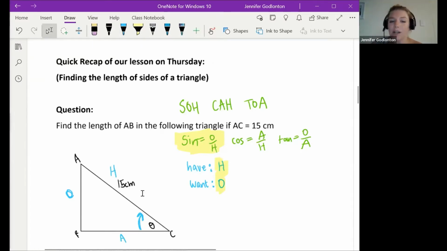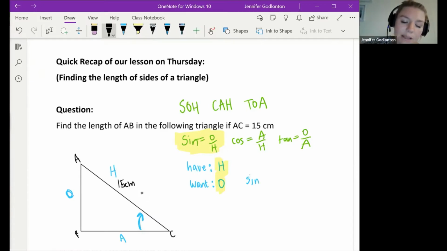So from here, we now just input that into our trig ratio. We've got sine. Let's make this angle 30 degrees. So sine of 30 degrees is equal to my opposite, which is AB, which is what I don't know, over my hypotenuse, which is 15.